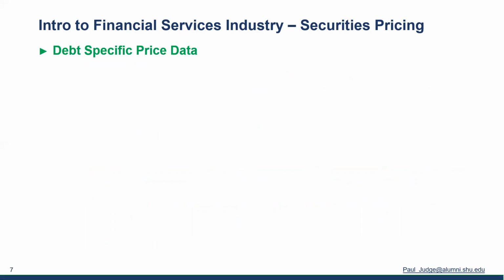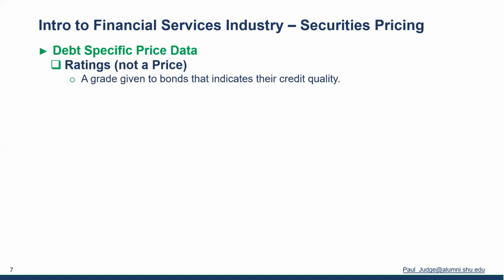Now we're going to talk about debt-specific price data. When we're talking about stock markets, it's very easy to understand the idea that you have a bid, you have an ask, and it's an exchange, and there's a market, or there's an ECN, an electronic market. But as we start talking about debt products, not stocks but bonds and other debt products, it becomes a little bit more complex. One of the things we're dealing with, and it's not a price, but it falls within what I would consider the pricing reference data umbrella, is the ratings.